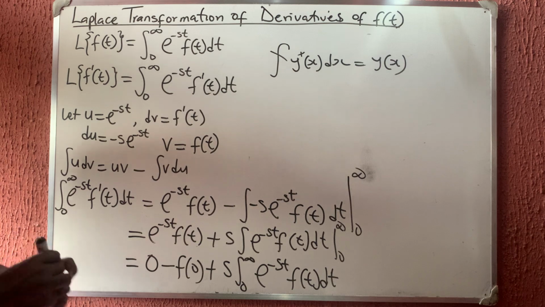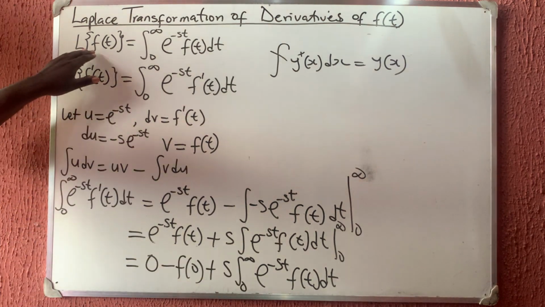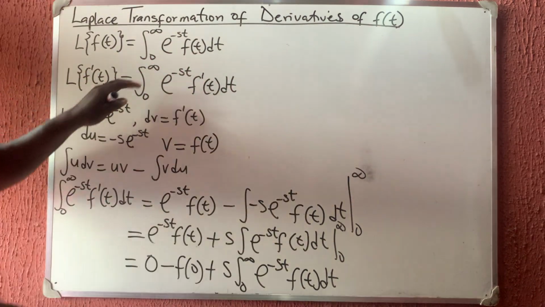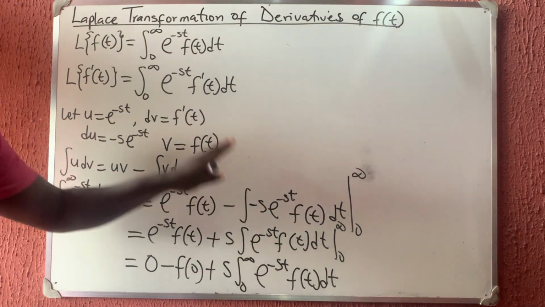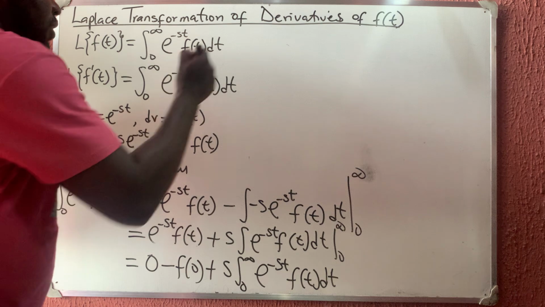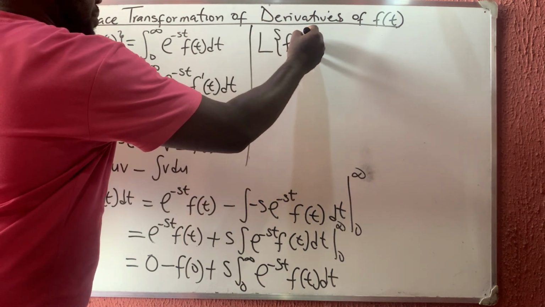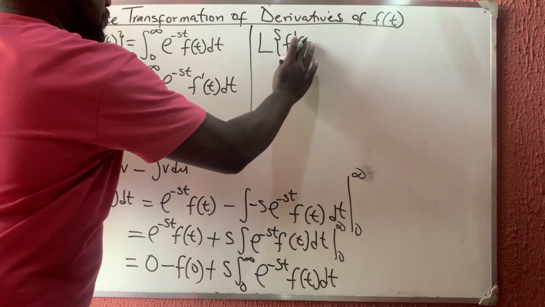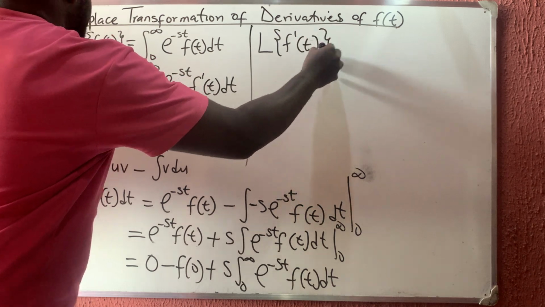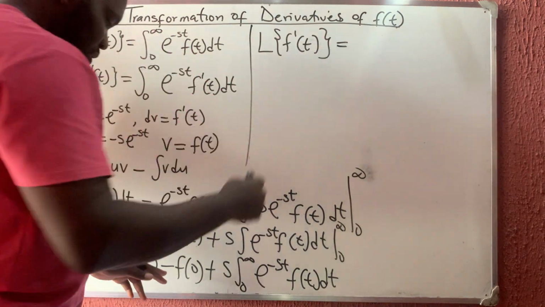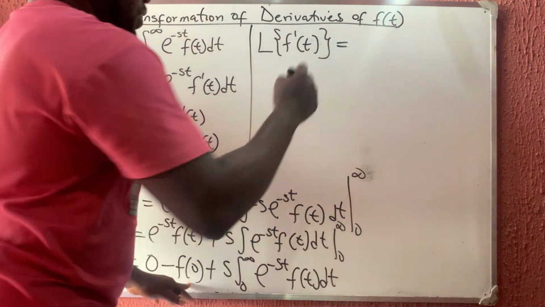Now, if you remember, this is the same thing as the Laplace transformation of f of t, so I can replace this with this. So the concept now becomes that the Laplace transformation of f prime of t is equal to 0 minus something, which is minus that.